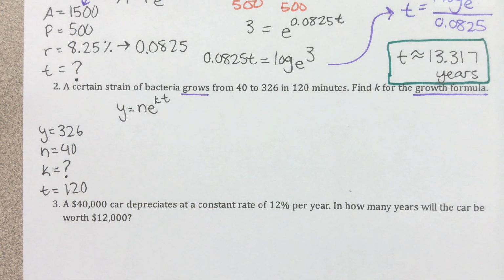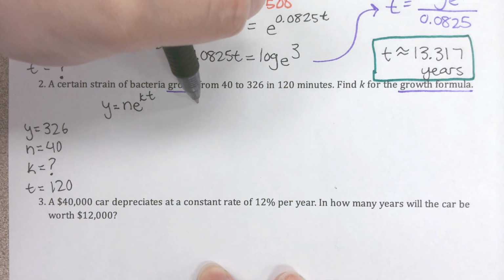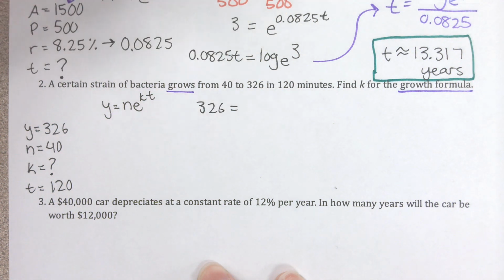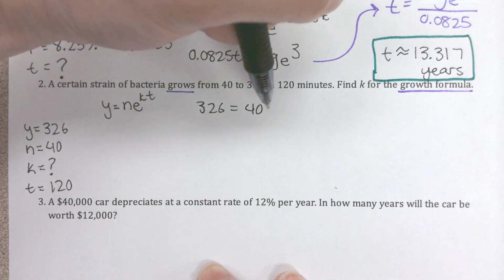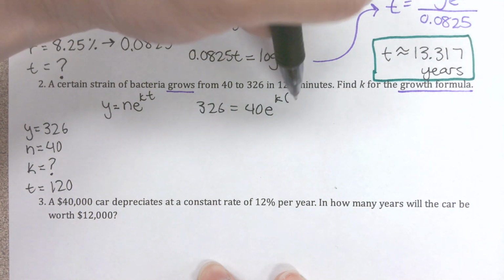In this formula, t can represent anything. It could be minutes, seconds, years, months, weeks. It really doesn't matter. So it just kind of is what it is for the given equation. All right, let's plug this stuff in. We have 326 equals 40 e to the k times 120.